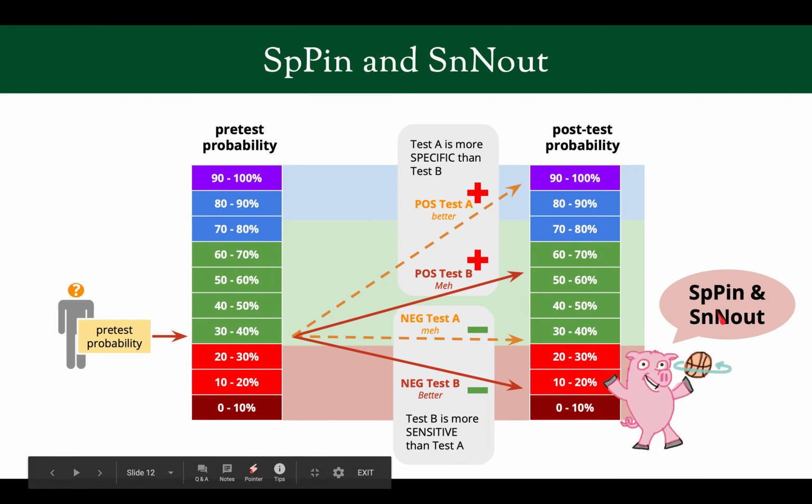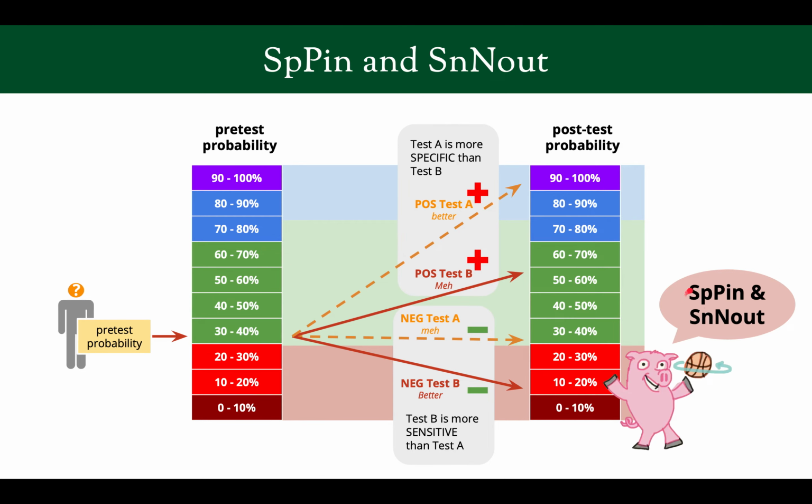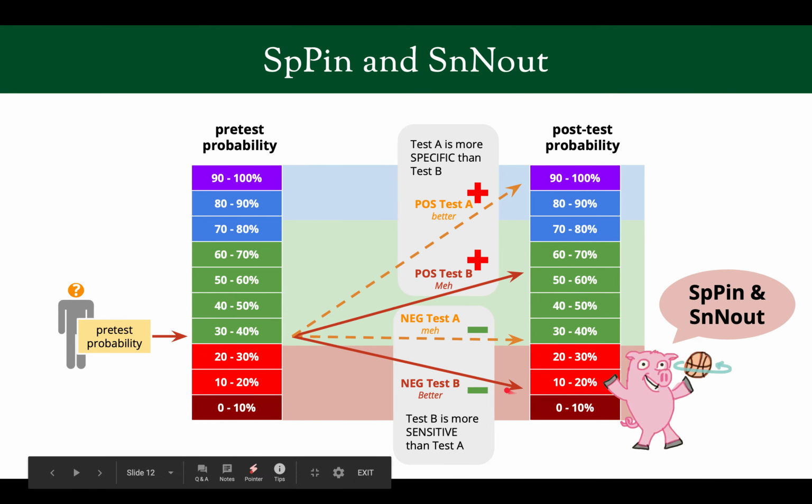And we remember here, SpPin and SnNout. A highly specific test, when it's positive, helps you rule something in, as opposed to one that's got low specificity. And similarly, a high sensitivity test, when negative, helps you rule something out. So this one is a high sensitivity test, when negative, is going to help you rule it out, as compared to this one, which has low sensitivity.